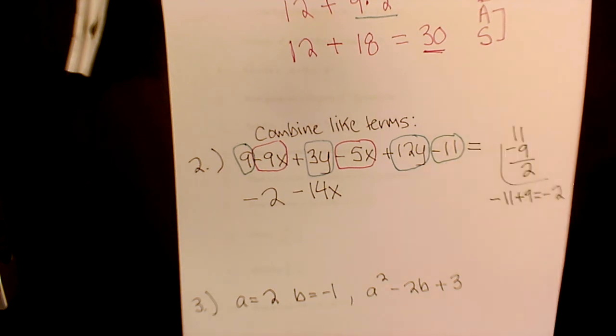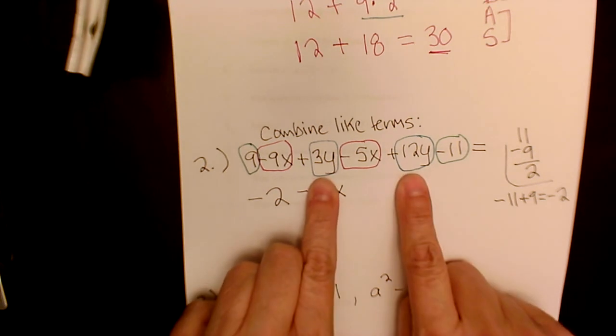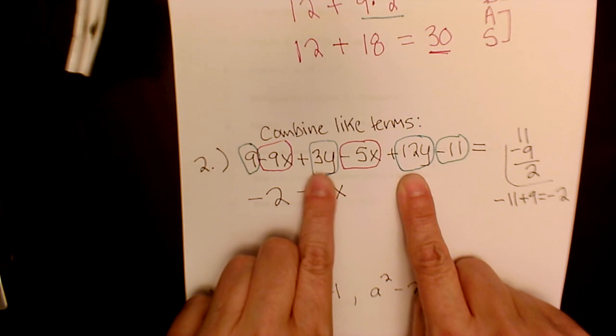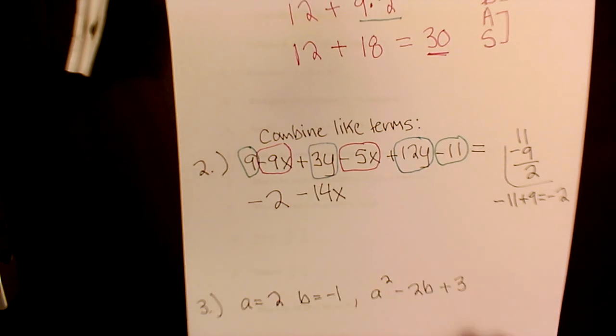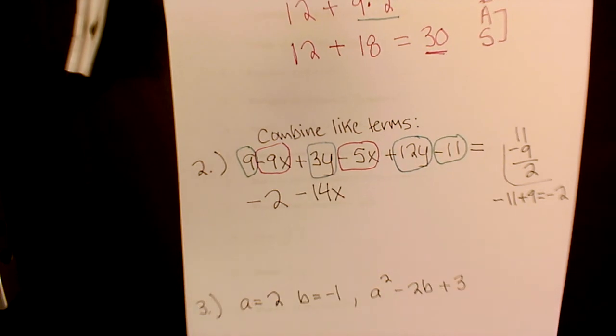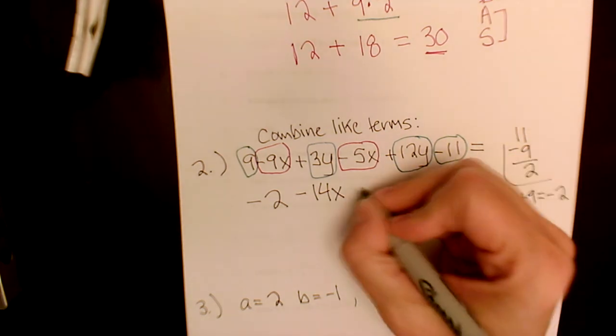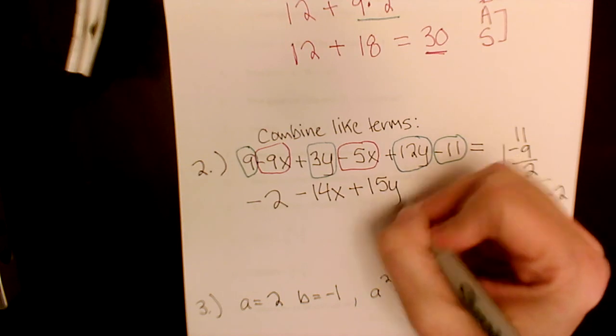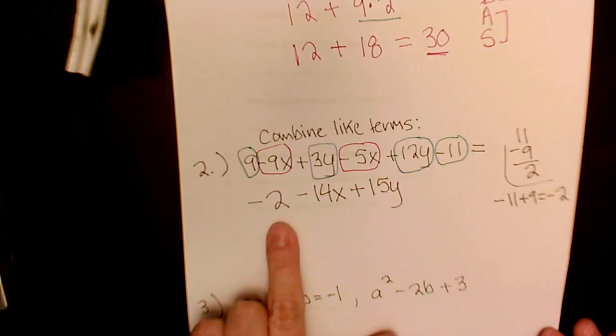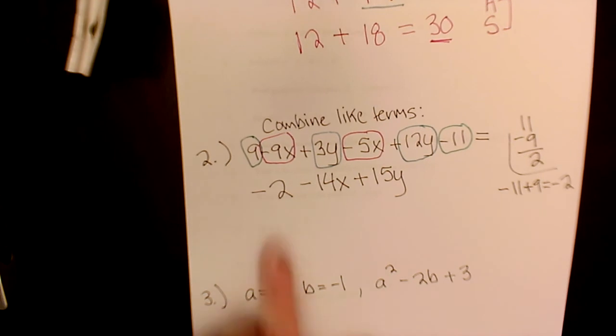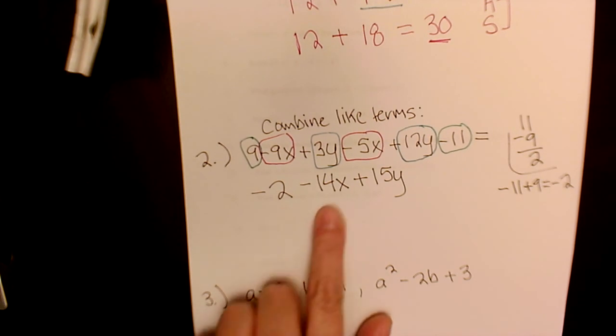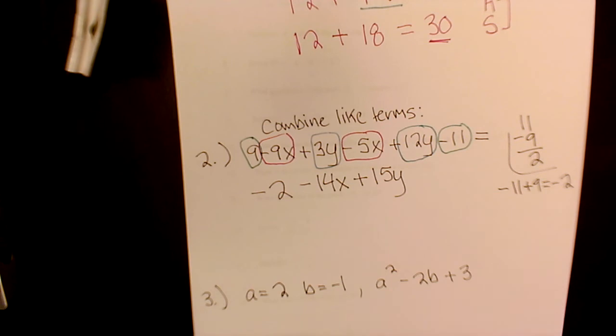Put an equals on here. And then last I have a 3y plus a 12y. So I have a positive 3y and a positive 12y. When they're both positive, just like when they're both negative, I'm just going to add them together. So what's 3 plus 12? Well, that's 15. So here's my answer, and they could be written in any order. I just did my numbers first. So negative 2 minus 14x plus 15y.